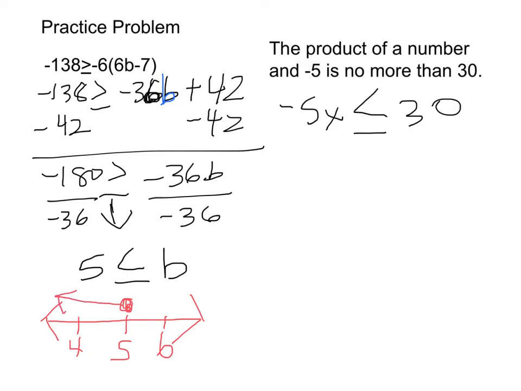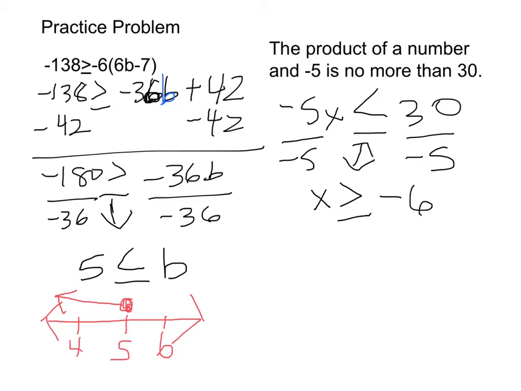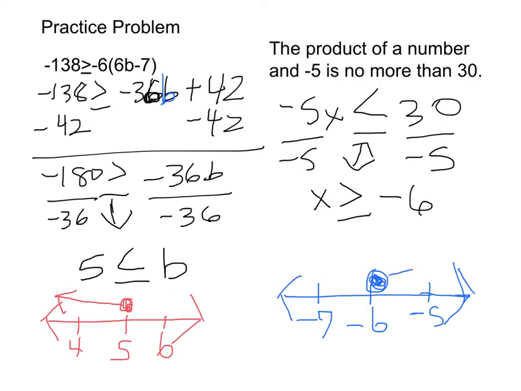Okay, so for this problem, your inequality should look like negative 5x is less than or equal to 30. And to solve it, you would divide each side by negative 5. And you would get x is greater than or equal to negative 6, because you have to switch the sign. You want to draw a closed circle over the negative 6 pointing to the right. And this is the end of our video.